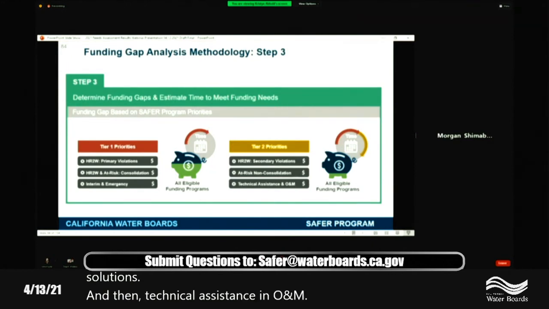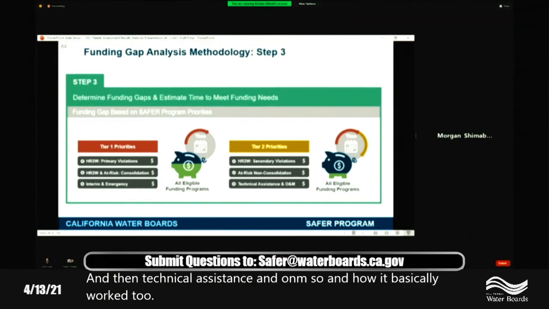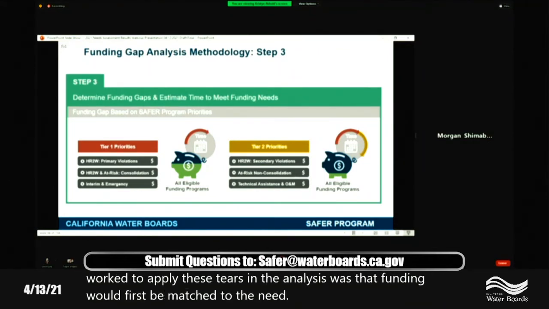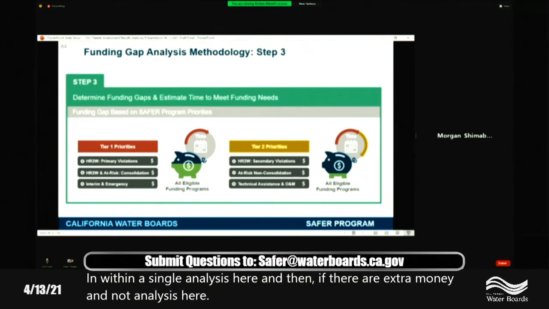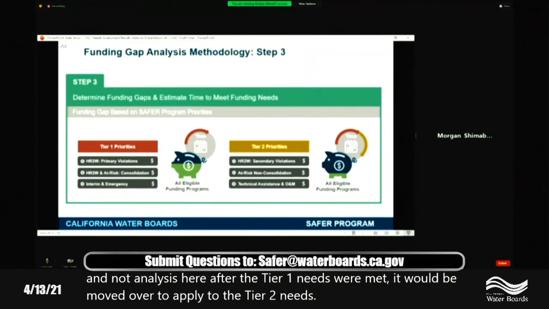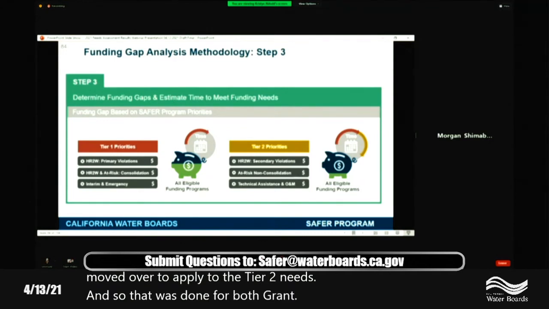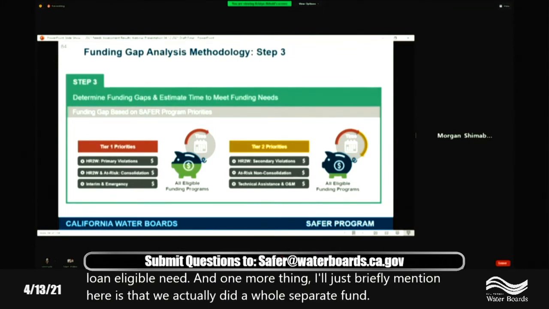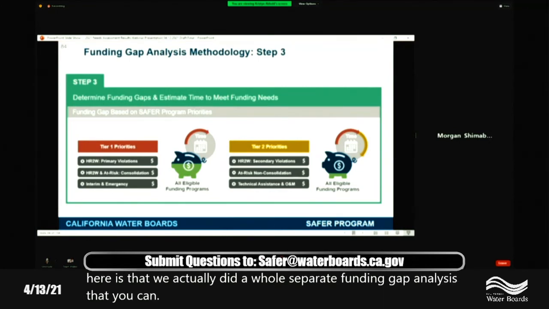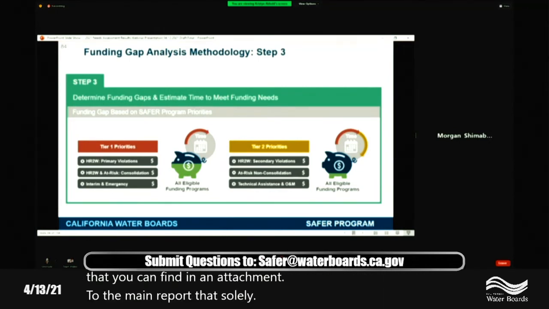So how it basically worked to apply these tiers in the analysis was that funding would first be matched to the need in the first tier within a single analysis year. And then if there was extra money in that analysis year, after the tier 1 needs were met, it would be moved over to apply to the tier 2 needs. And so that was done for both grant and for state water board loan eligible need. And one more thing I'll just briefly mention here is that we actually did a whole separate funding gap analysis that you can find in an attachment to the main report that solely focused on the Safe and Affordable Drinking Water Fund.